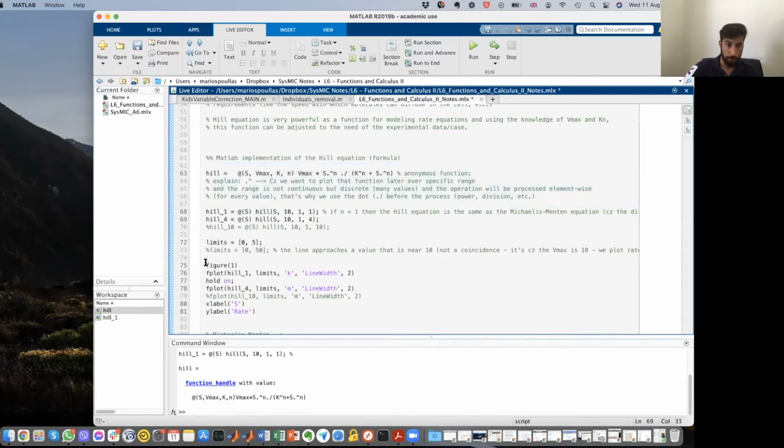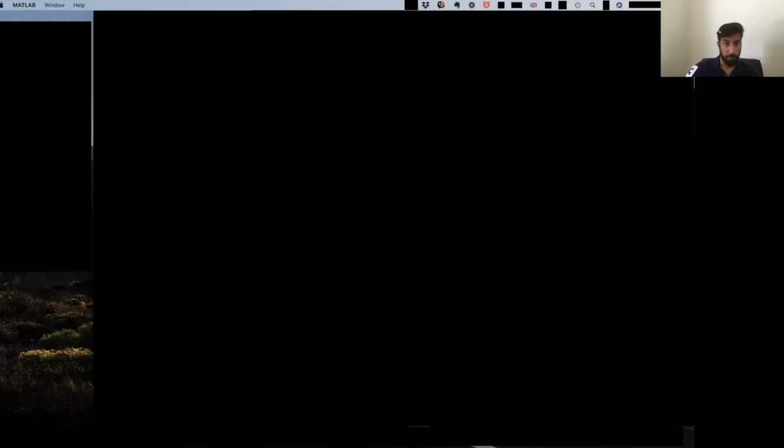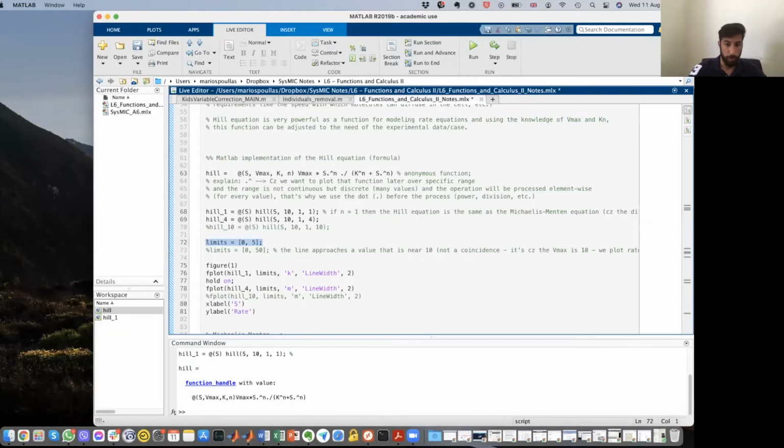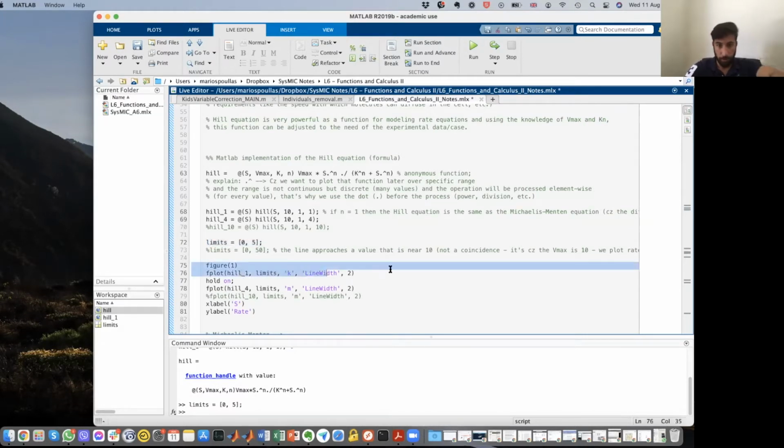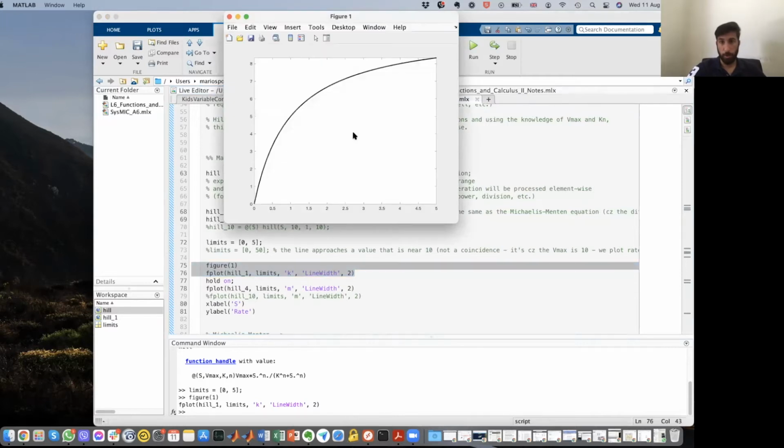I'm going to plot it as well. I'm giving the limits here from 0 to 5, can be from 0 to 3 or whatever. And let me plot it here so you can see what this equation looks like. Sorry, my MATLAB is a bit slow. I have to restart it, but I think we are going to be fine for now. So this is the shape of the Michaelis-Menten equation, or the Hill equation with the exponent n equal to 1.